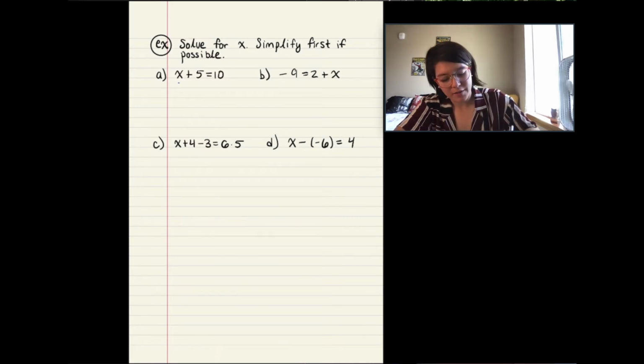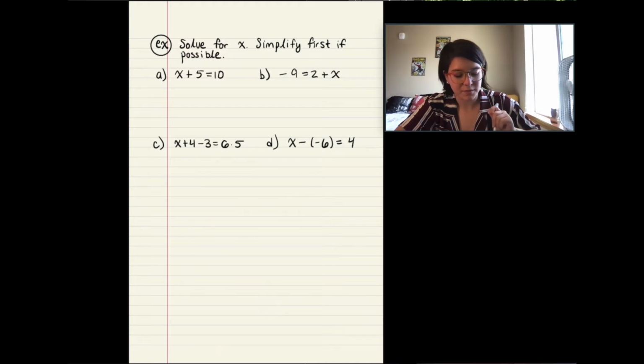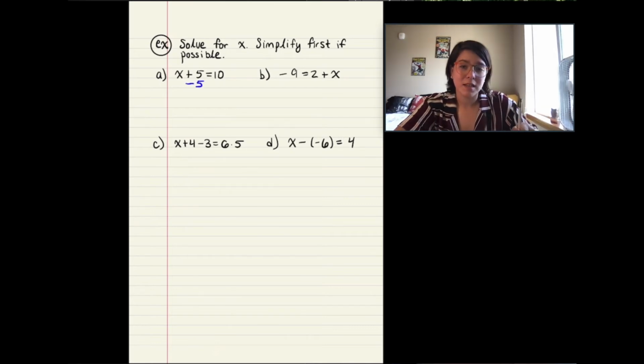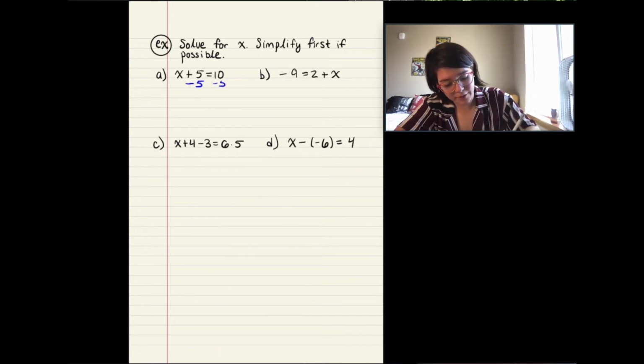For a, we have x plus 5 equals 10. So we want to get x on its own, but right now we have add 5. So we have to do the opposite of that. So go ahead and pause, take a second to think about what we're going to do next. So to get rid of add 5, we have to do inverse operations, so we'll have to subtract 5. But what we do to one side of the equation, we have to do the other. So we're going to subtract 5 on the other side of the equal sign as well.